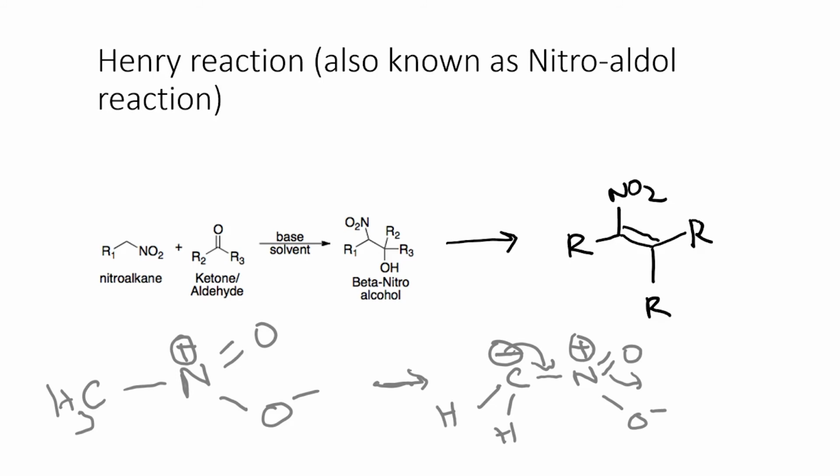So this exactly is like an aldol reaction, where the only difference is that the enolate is produced from a nitro compound and it produces this aldol. And subsequently, this beta nitro alcohol can undergo elimination to give you the product as shown here.